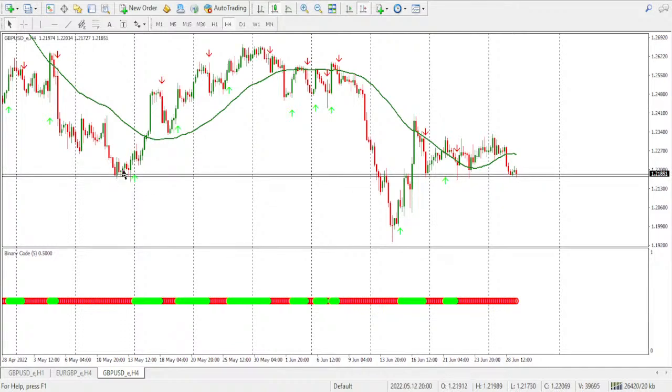We have a support here. We have a support there. There is a break below that level. We have a resistance. There's a break above it. We have a support here, and we have a support there. Then currently, as we're speaking, the price is around the same area, which is this level.